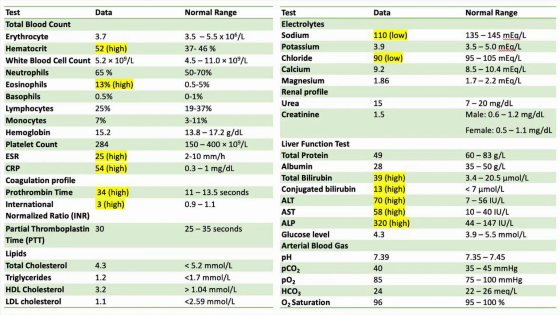Now we can see the actual result of the laboratory test. As expected, the hematocrit is increased, eosinophilic leukocytosis is present, and ESR and CRP are also increased. The prothrombin time and the INR are also increased. Sodium and chloride are low, and the total bilirubin is high, conjugated bilirubin is high, and ALT, AST, and ALP are all high. The increase in total bilirubin and conjugated bilirubin may be an indicator that the patient has mechanical jaundice.